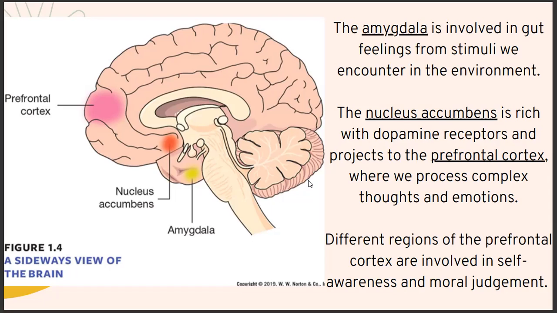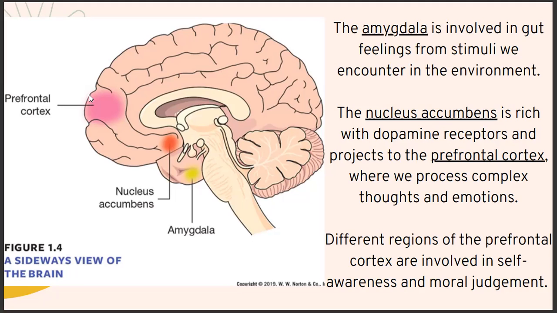Okay, next, the nucleus accumbens is rich with dopamine receptors and projects to the prefrontal cortex, where we process complex thoughts and emotions. So here we have the nucleus accumbens, and it projects dopamine to the prefrontal cortex. Dopamine is the ultimate pleasure neurotransmitter that makes us feel good. And the prefrontal cortex is so important. This part of the brain is not fully developed until you're about 25, 26 years old, and it continues to thicken until you're into your mid 20s.